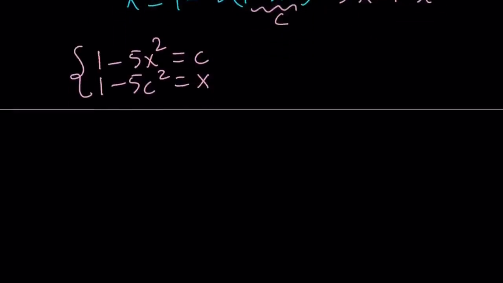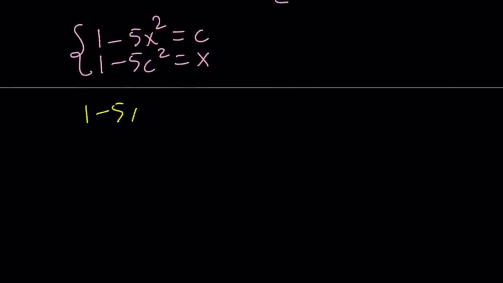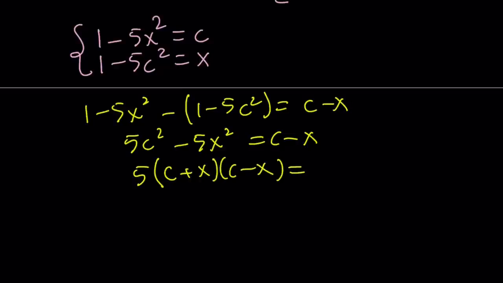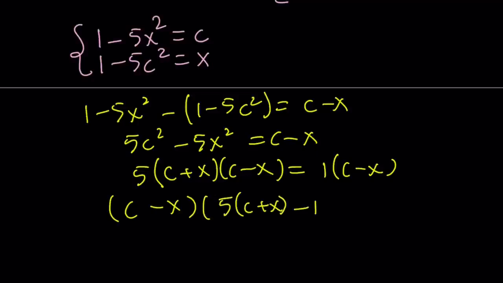So we're going to go ahead and subtract here. 1 minus 5x squared minus 1 minus 5c squared equals c minus x. Then 1 cancels out, and we get 5c squared minus 5x squared equals c minus x. Then I take out a 5 and get c squared minus x squared, which is the difference of 2 squares. I can go ahead and factor it as c plus x times c minus x. And I have 1 times c minus x. And I can go ahead and put the c minus x on the left-hand side. And that gives me 5 times c plus x minus 1 equals 0. Great. So we got 2 factors.